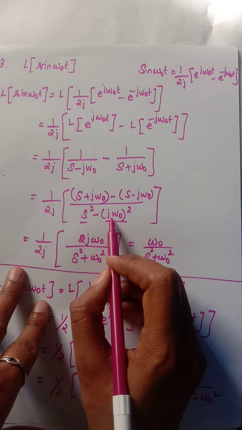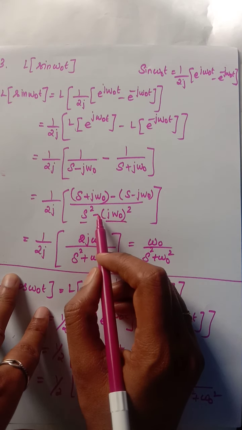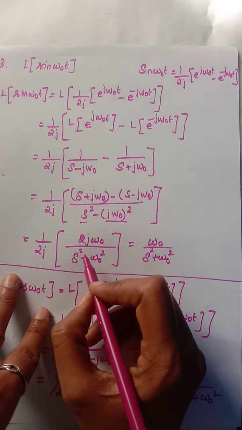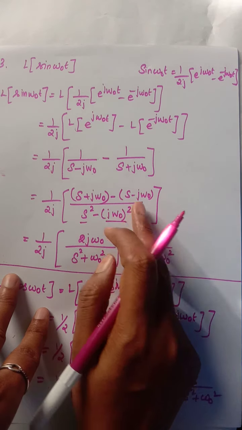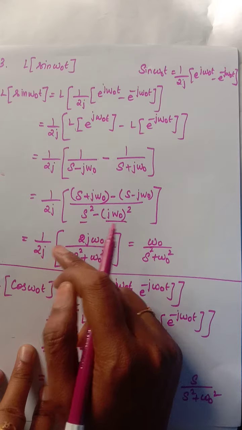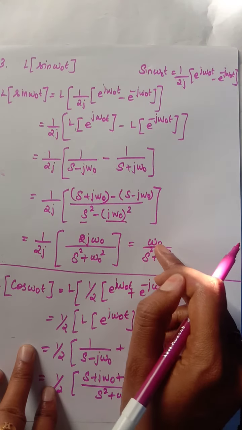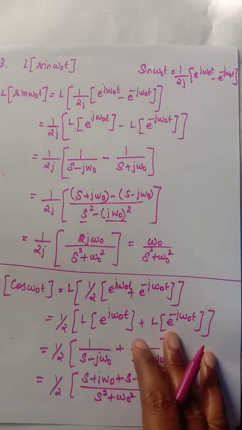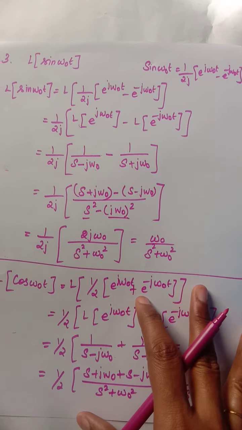So when you square it, j square is minus 1, and here already minus 1, so plus a square plus omega naught square. When you simplify, you will get 2j omega naught. When you cancel these 2j, I am getting omega naught by s square plus omega naught square.